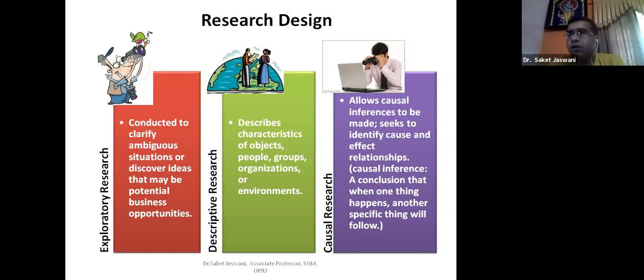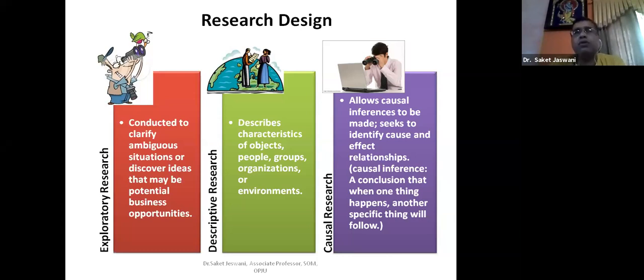Suppose an increase in income will increase the sales of gold or not. Or an increase in price will increase the sales of gold or not. An increase in income will increase the sales of gold, directly proportional. An increase in the price of gold will decrease the sales of gold, inversely proportional. So both are related to the sales of gold, but they are inversely proportional. So relationships, their effect, their impact can be judged through causal research.